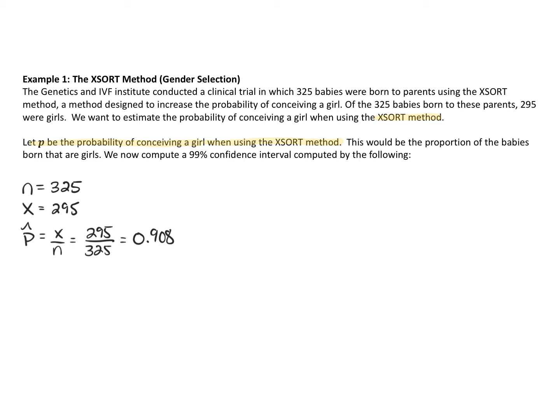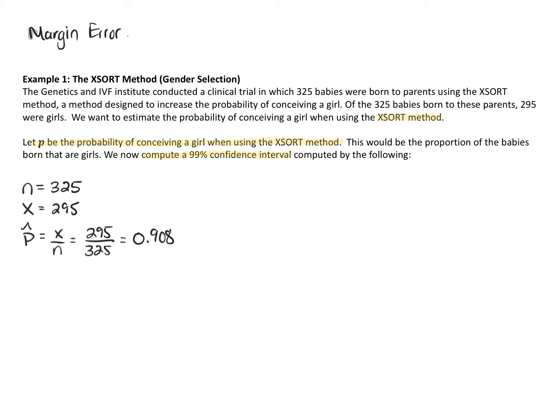Okay, so we want to know, is P really as high as our sample proportion P hat of 0.908? So to find out, we are going to compute a 99% confidence interval to estimate for P. So to calculate this confidence interval, there is a formula, okay? And before I give you this formula, I need to talk about a vocabulary word that's really important, and that is the margin of error. Okay, so I'll write it at the top here.